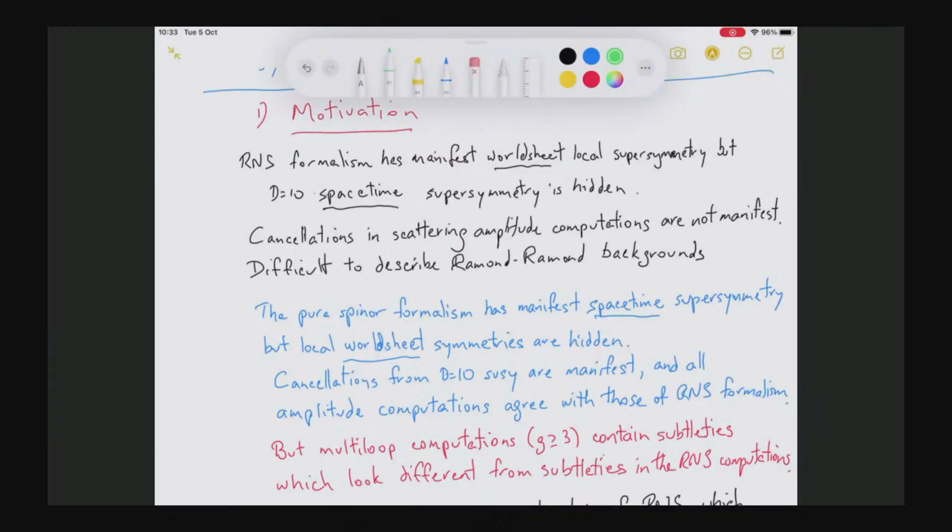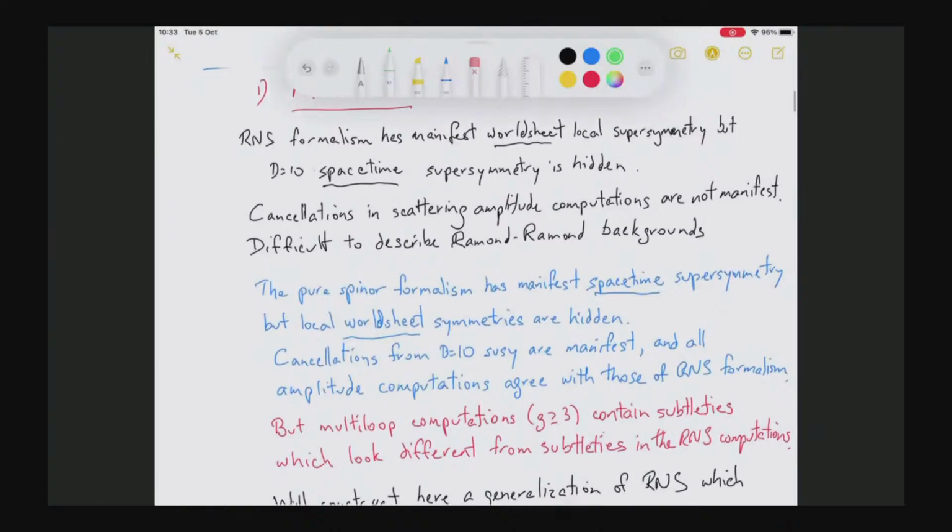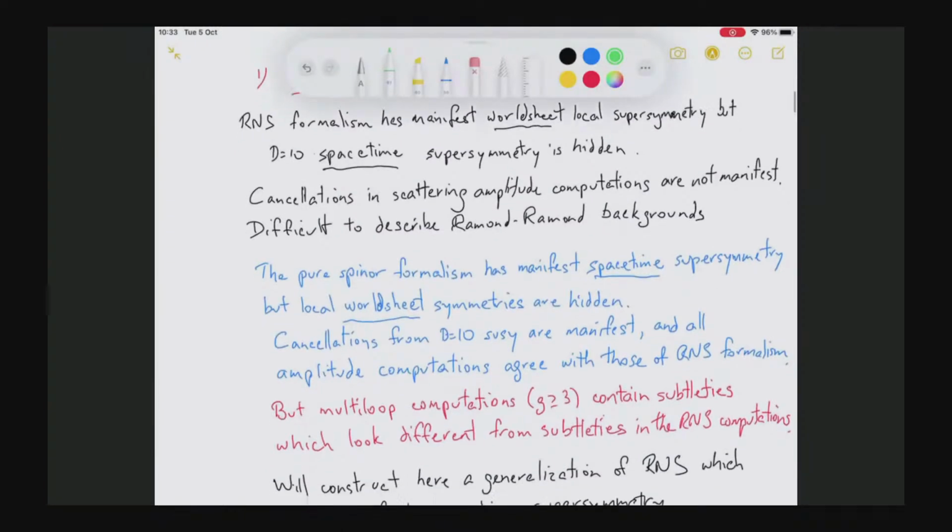So the pure spinor formalism is in some senses the opposite. The spacetime supersymmetry is manifest, but the local worldsheet supersymmetries, although they're present through a BRST operator, are hidden. They're certainly not manifest. And the cancellations from the supersymmetry are manifest, but as I said, there are some subtleties in multi-loop, which, although there are some tools for trying to deal with them, certainly are not well understood.